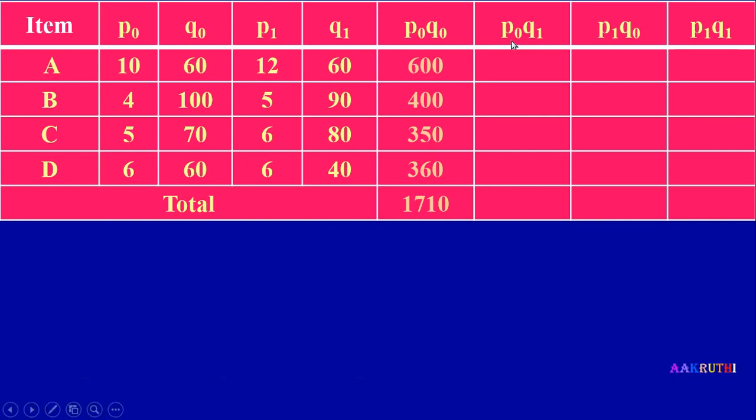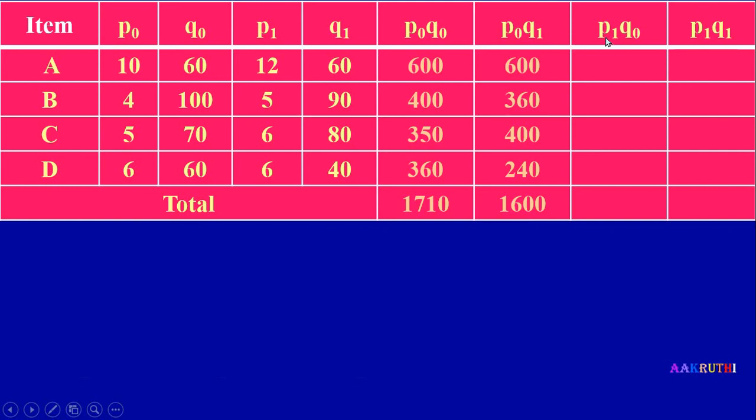So next we have to calculate P0Q1. So multiply P0 and Q1. It is 10 into 60, 10 into 60 is 600. Then it is 4 into 90, 4 into 90 is 360. Then it is 5 into 80, 5 into 80 is 400. Then it is 6 into 40, 6 into 40 is 240. Adding all this, we get summation of P0Q1. So summation of P0Q1 is 1600.